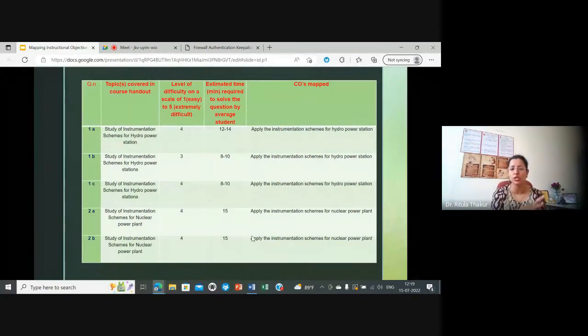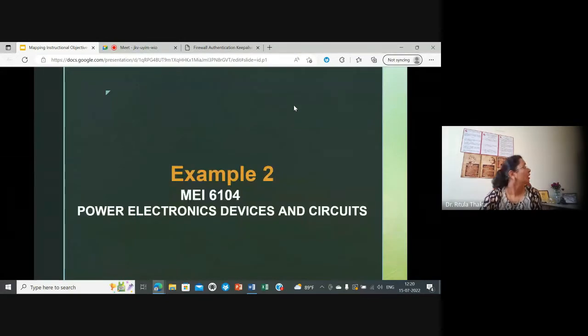I've just taken 2 questions in order to make you understand how to map the topic of the test item with the instructional objective or the course objective. I have used this word CO because in terms of NBA, the course outcome is more frequently used. That's why I'm writing COs here.